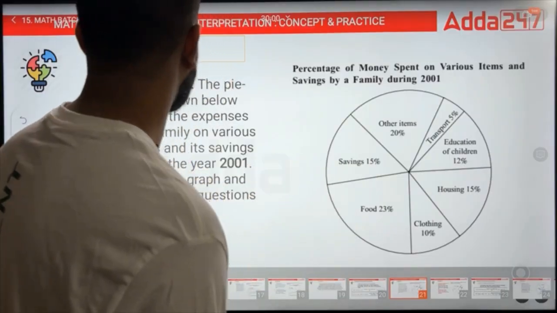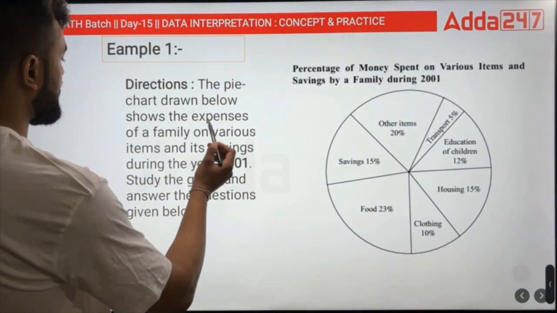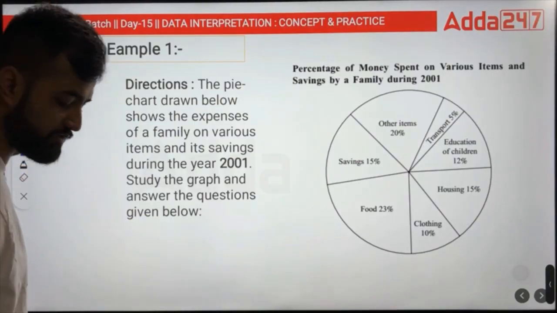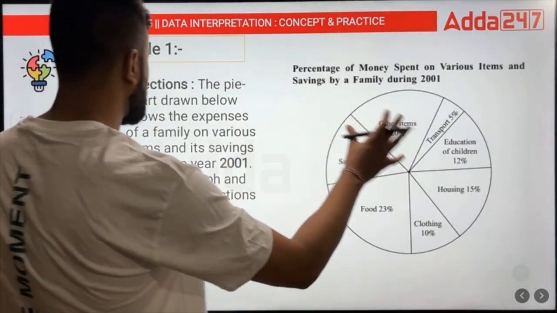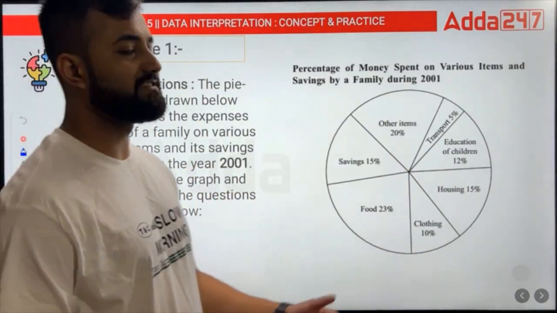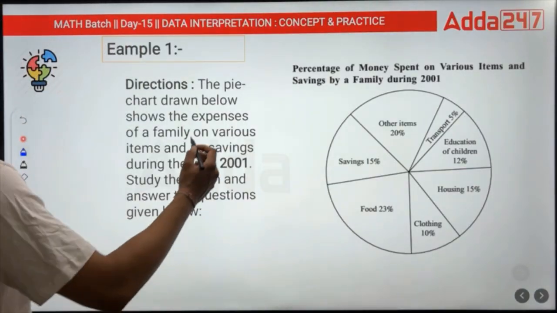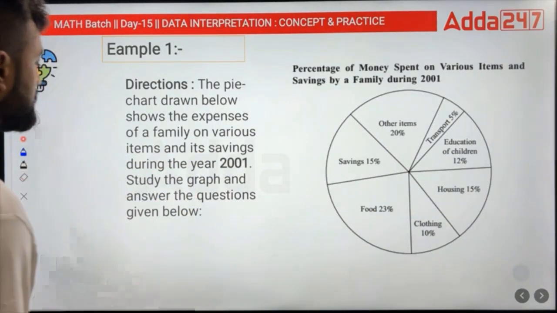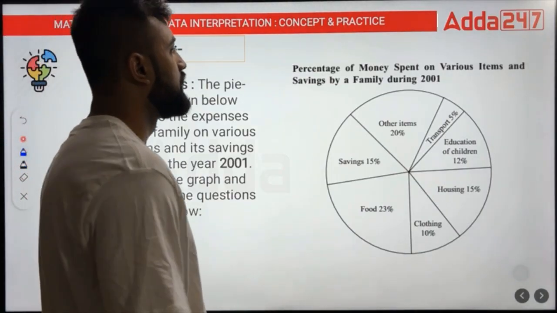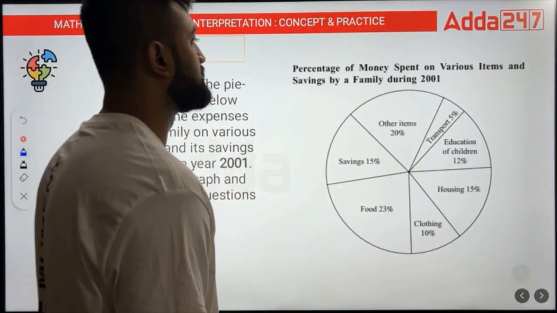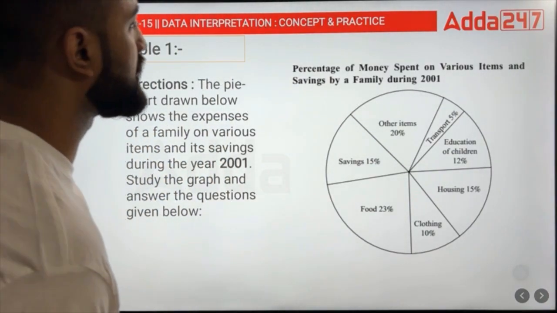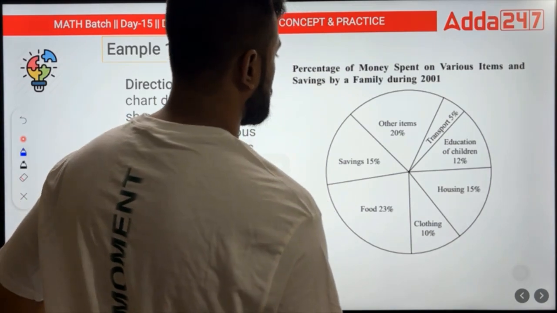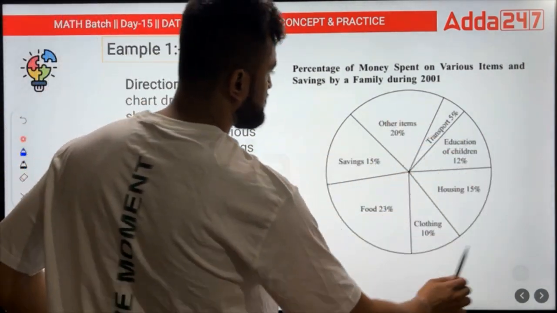In this chart, they say the pie chart drawn below shows the expenses of a family on various items and its savings during the year 2001. So this is the data of 2001, and they are talking about the expenses that the family members are making, and also the savings. Study the graph and answer the questions given below. This shows the percentage of money spent on various items and savings by the family during 2001. This is the entire family's data.